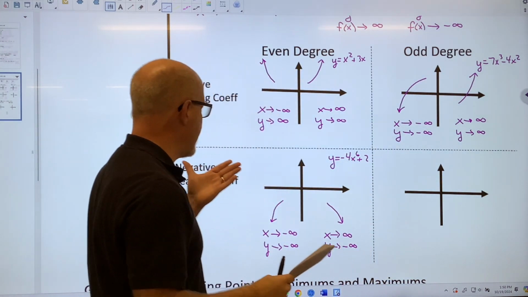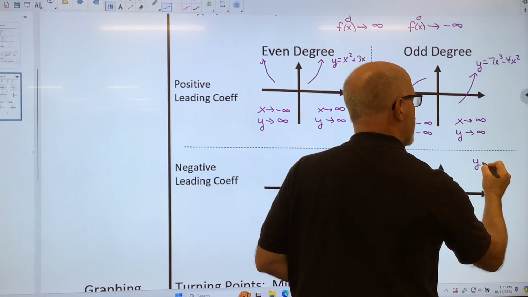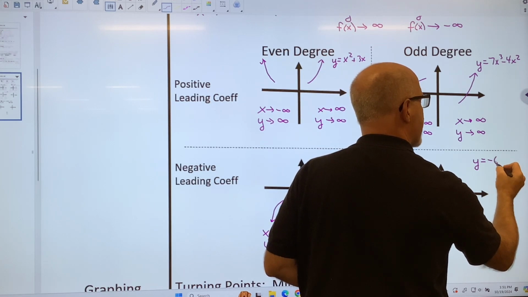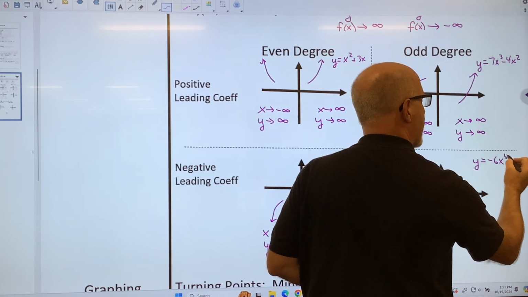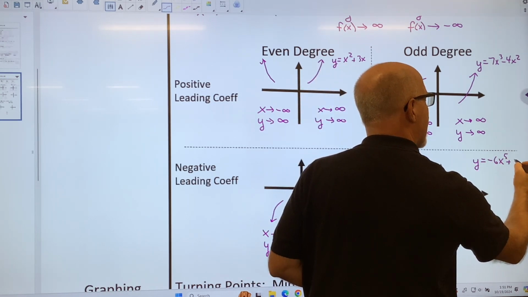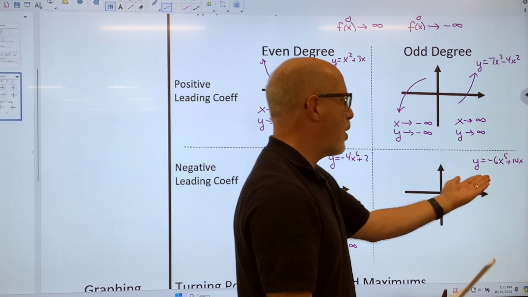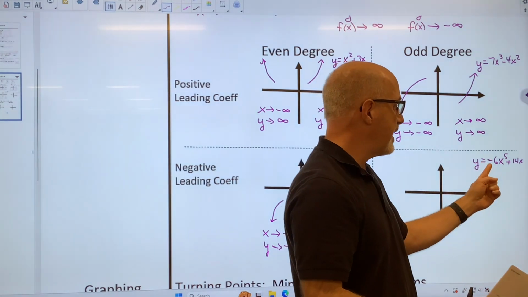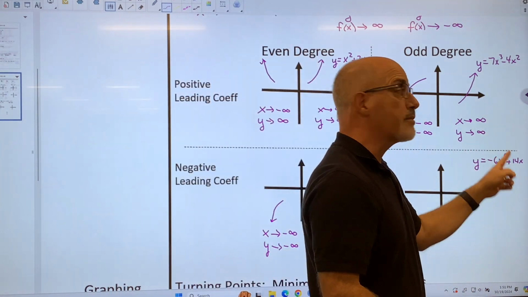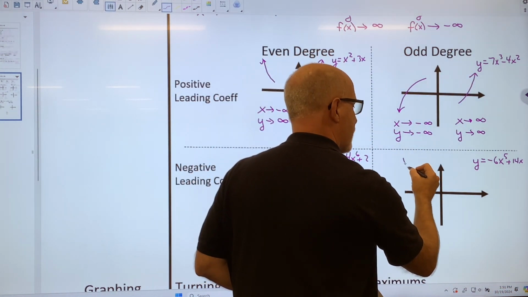What happens if we have a negative leading coefficient for this? Let's say we were to graph y equals, and let's say we chose, for instance, negative 6x to the 5th power, odd degree, negative leading coefficient, plus 14x. Okay, the second term doesn't matter. It's what happens with that leading term. Leading coefficient is negative. That's what we have here. The degree is an odd number. What that tells us then is it's going to come down here.